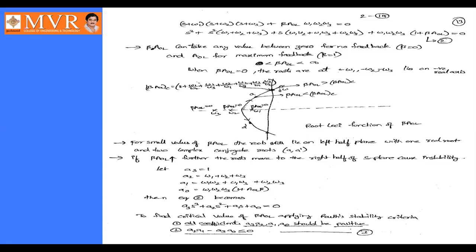So for that reason, for what values of beta the operational amplifier performs better, that we are going to observe now. So let us consider A3 is equal to 1, A2 is equal to omega 1 plus omega 2. So why we are going to consider this? Here you can see the equation.